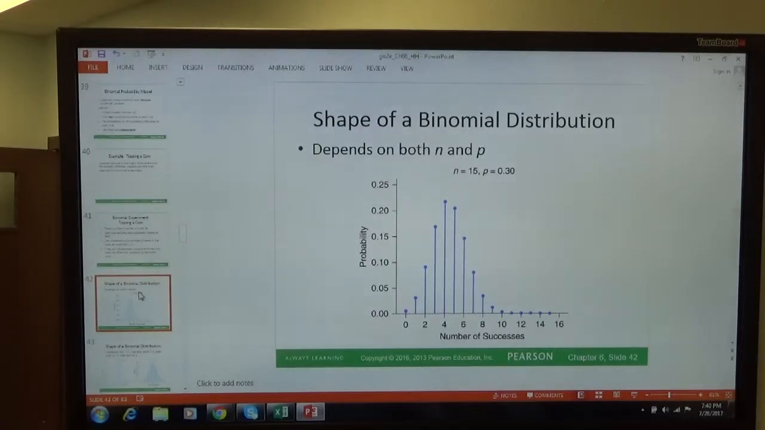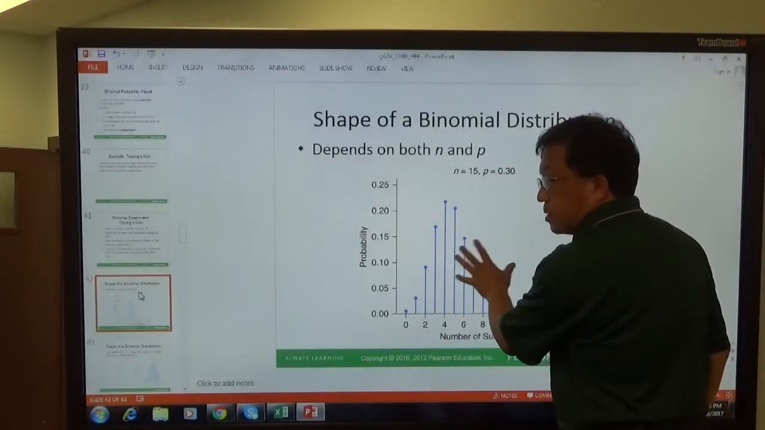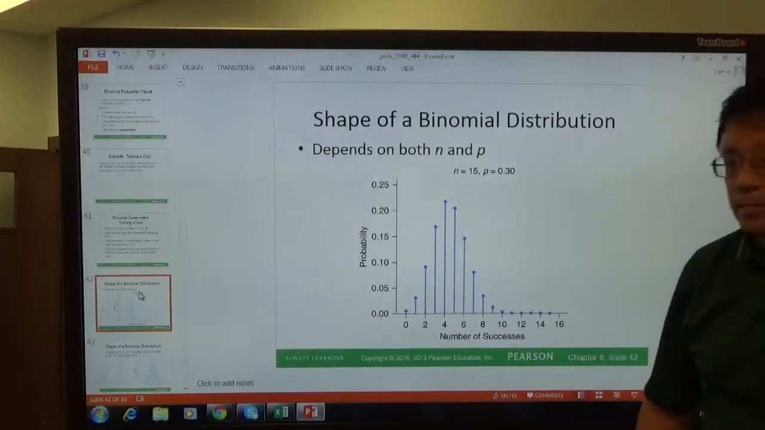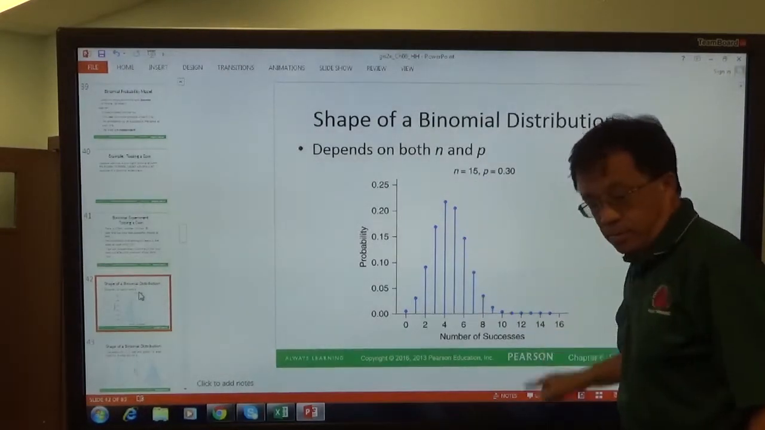And the shape of the binomial distribution depends on both n and p. What is n? The total number of trials, like you shoot a basketball 10 times. P is the probability of success. So this is an example of n equal to 15. You try 15 times. The probability of success is 30%. So you can see this is a right tail. This is not centered, not like a normal distribution. It's skewed to the right because the tail is on the right. The head is here, the tail is here.